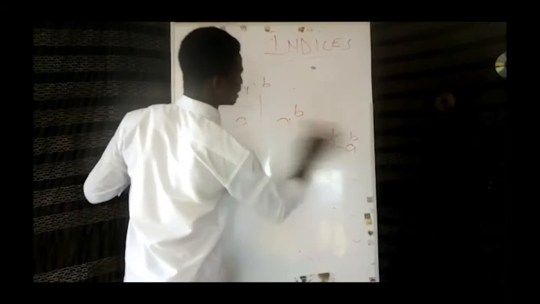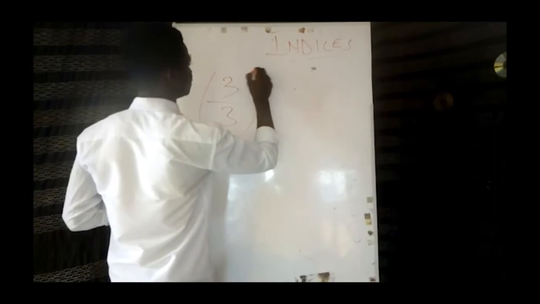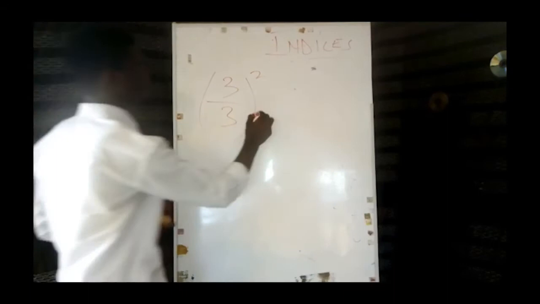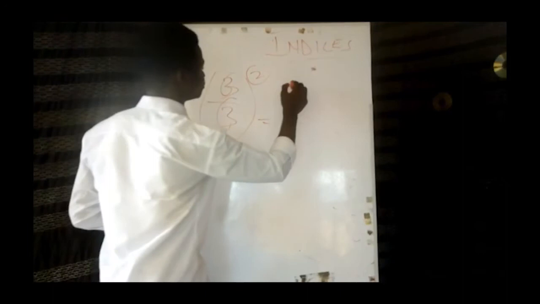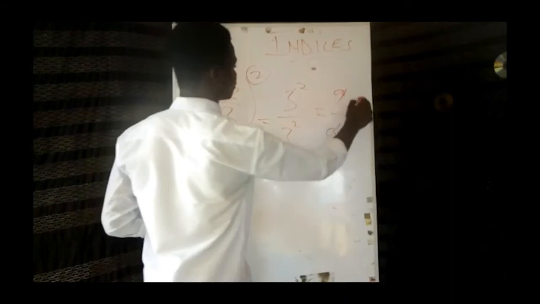So let's take an example on this. Let's take 3 over 3, all exponent 2. In this question, you have to expand this. This is affecting this and affecting this also. So you get 3 square over 3 square. 3 square is 9, and 3 square is 9. Let's cancel this one. So the answer is 1.